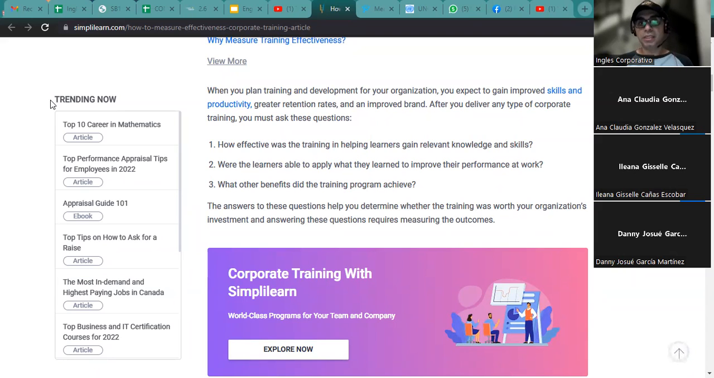Perfect. Yeah, actually, you're so right. We need to measure, right? It's not just a matter for us to deliver the training, because we know there are some needs. But also, these three questions, as you say, are the most important whenever you provide a training. How effective was the training in helping learners gain relevant knowledge? I mean, something that is actually important for the needs that the company has. So definitely that is very important. And were they able to apply? That is, of course, something that we need to measure. And is there any other benefit? Or, for example, as you say, the investment was the money, the cost relation with the benefit, right? So very good. Perfect. Thank you.